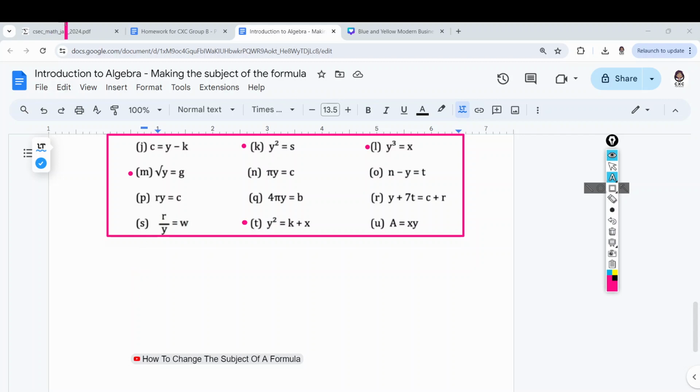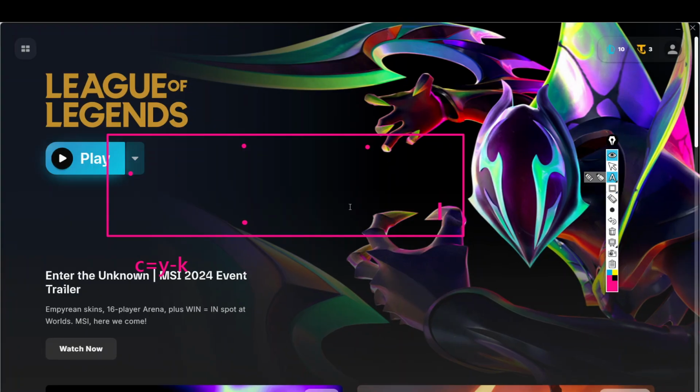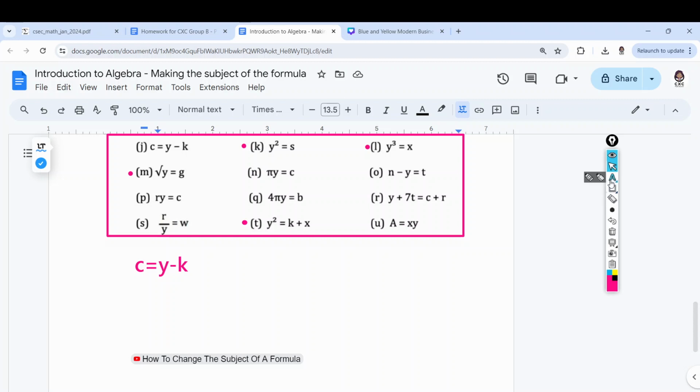All right, so I'm going to do J now. Let's start from J. I'm going to do it below here. So it says c is equal to y minus k. So this is really easy to solve. All I need to do now is carry k over to the left side. So I'm going to get c plus k is equal to y, which is the same thing as y is equal to c plus k, right? So that one is pretty simple.